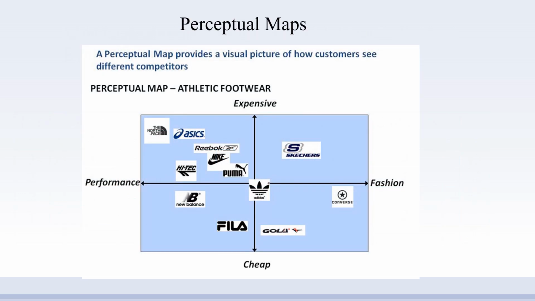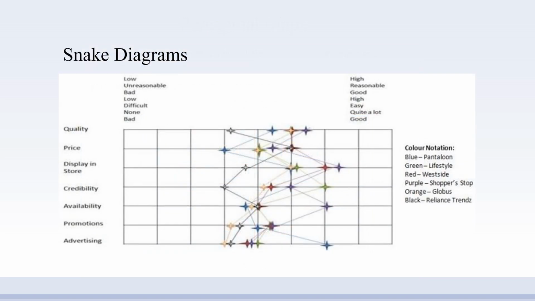Another way to present this information would be to present it in a perceptual map. Here we have an example of athletic footwear and a perceptual map. Another way that we could present this information is with a snake diagram, where we simply do a visual representation of that table that we just had in front of us. And some people prefer visual representations like a snake diagram as opposed to a tabular version of the information like we had with the multi-attribute utility model table.